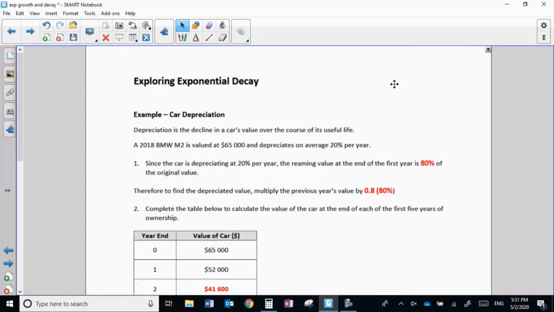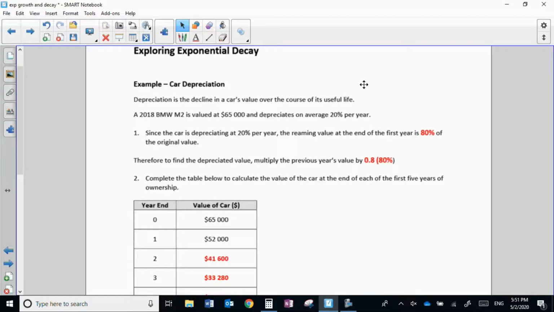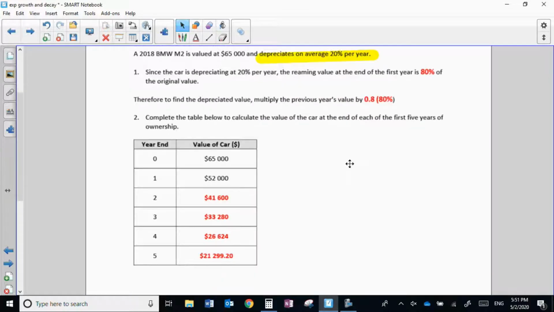Now we're going to move on to exponential decay. And these are not going to be examples where things are growing exponentially. They're actually going to be decaying or going down exponentially. Consider the 2018 BMW M2, valued at $65,000, depreciating or decreasing in value by 20% each year. Well, if the car loses 20% of its value, then it retains 80% of its value. Therefore, we can multiply each year's value by 0.8, and that's exactly what I've done to get these values here.